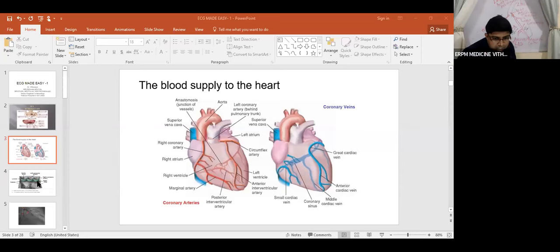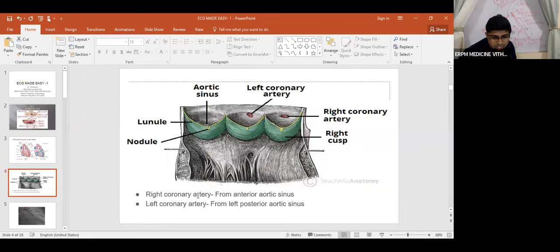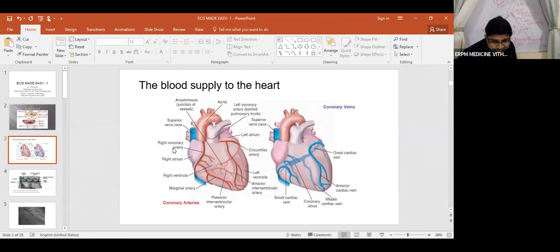You can see here, this is your right coronary. It started from the anterior aortic sinus. It comes here, and it gives you the marginal branch. Then it curls back and gives the posterior interventricular artery. Understood?